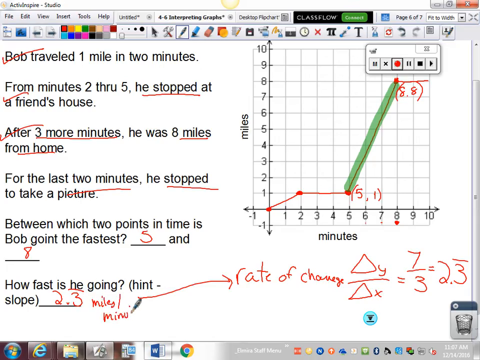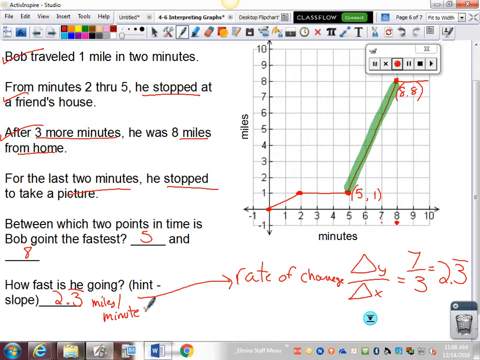And if anybody is checking the reasonableness of that answer, think of how long a minute is and how fast you would have to go in 1 minute to travel 2.3 repeating miles. If you multiply 2.3 repeating times 60 to get miles an hour, it's 140 miles an hour. I'm going to guess that Bob is some sort of superhero with super fast speed.